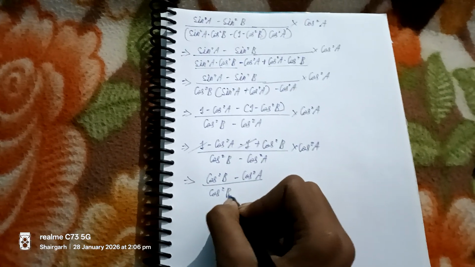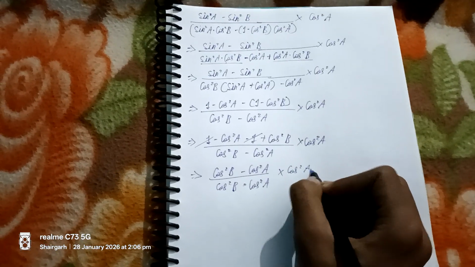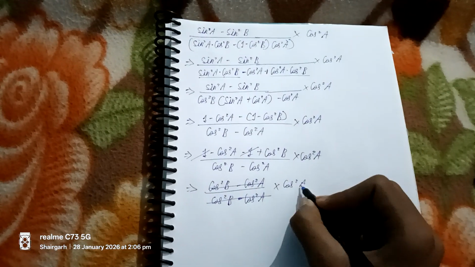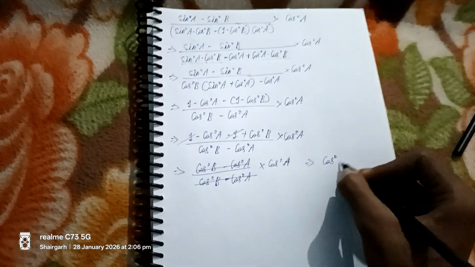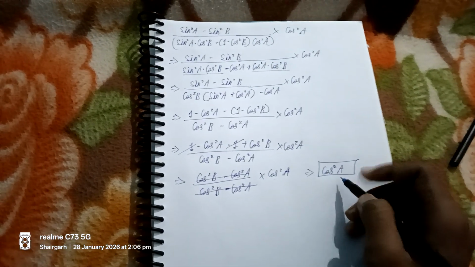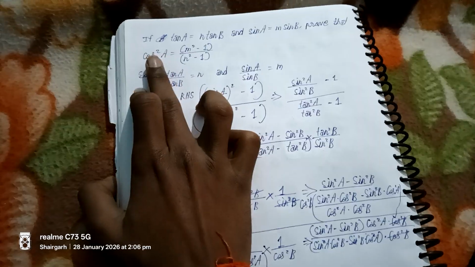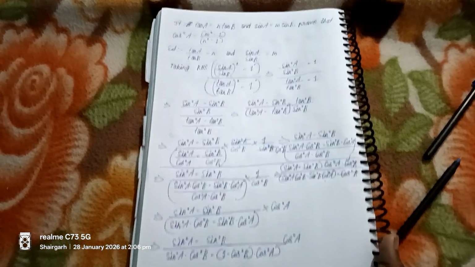Now we can see, pretty good, that the numerator and denominator are equal, so we can simply cross them out, and we are left with only this cos square A, which is our LHS term. We can see here cos square A, and we have proved this statement.